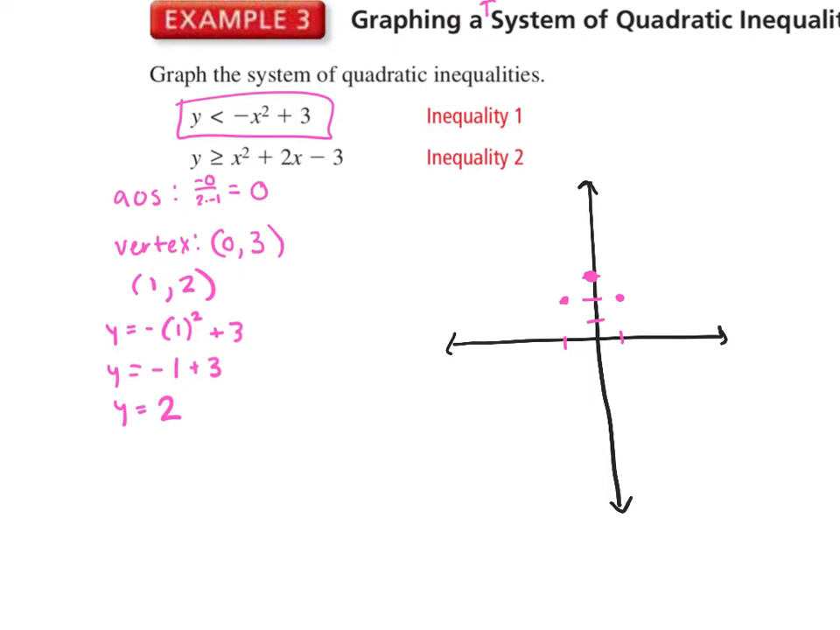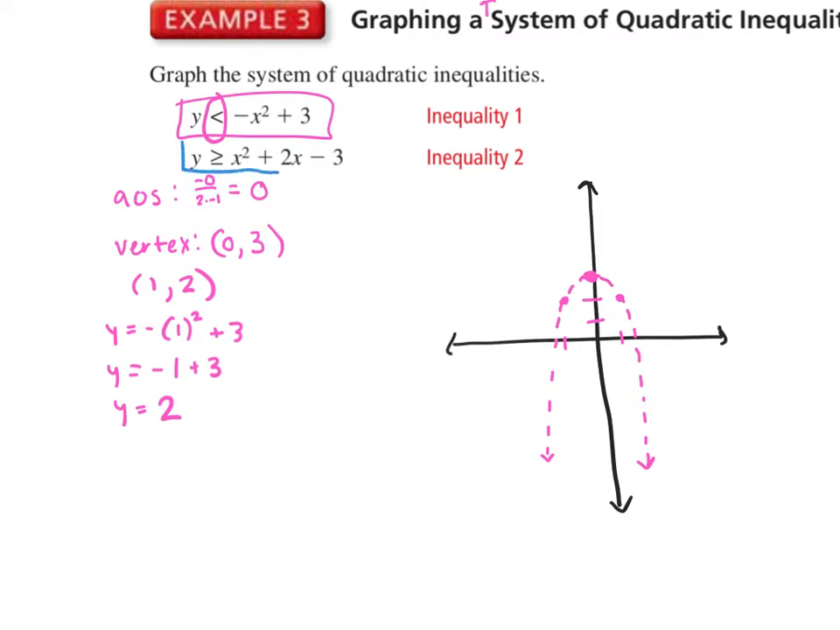Now that we have our 3 points, we can go ahead and graph our parabola. Is this going to be a solid line parabola or a dotted line? A dotted line because we have just a less than sign. So this is going to be a dotted line. Alright, so that's the first one.